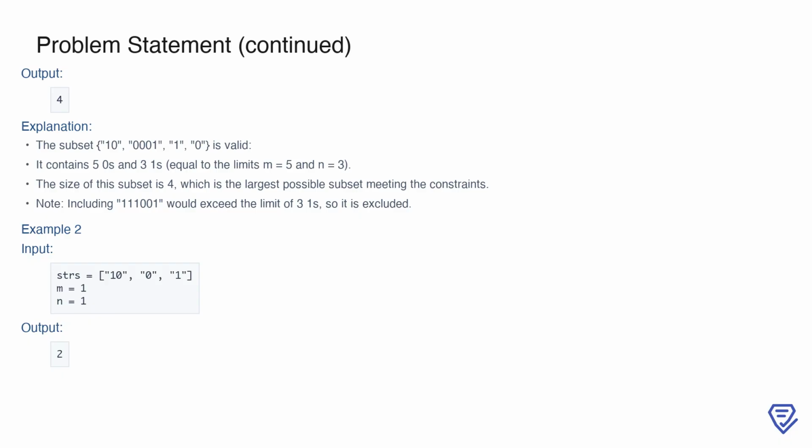Notice that the string 111001 cannot be included because it would push the count of ones beyond the limit of 3. By excluding it, we ensure the subset remains valid while maximizing its size.